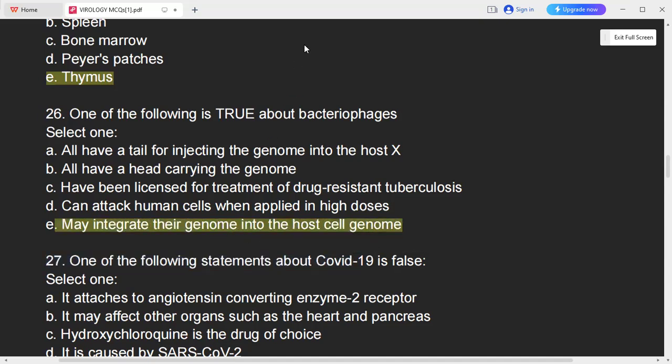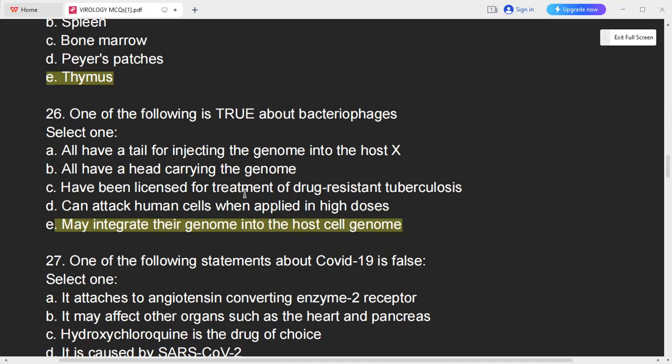Have you guys done bacteriophages? Yes, so you should remember. All have a tail for injecting the genome into the host? It's not all phages that have tails for injecting the genome into the host. All have a head carrying the genome. Do you remember the types of bacteriophages? The specific one that integrates the genome into host cells is the lysogenic phages.